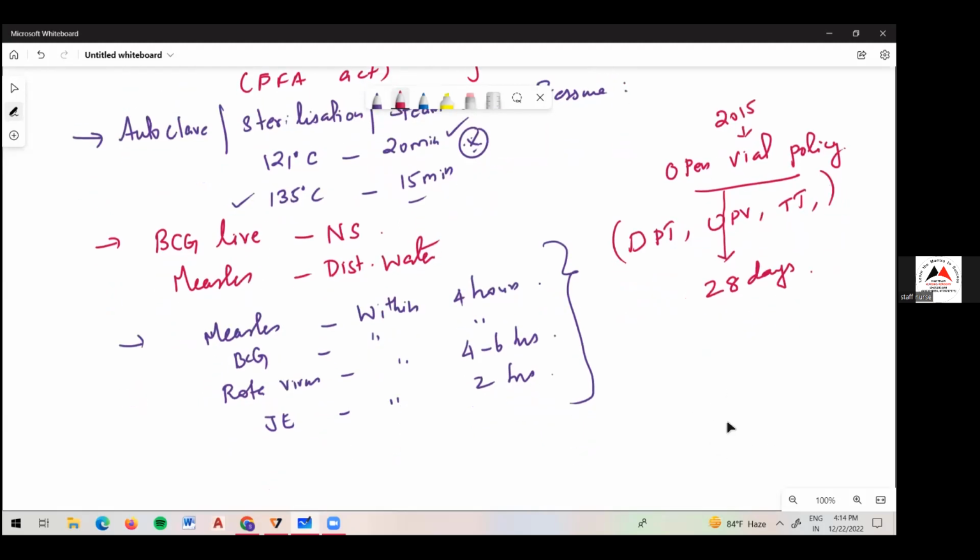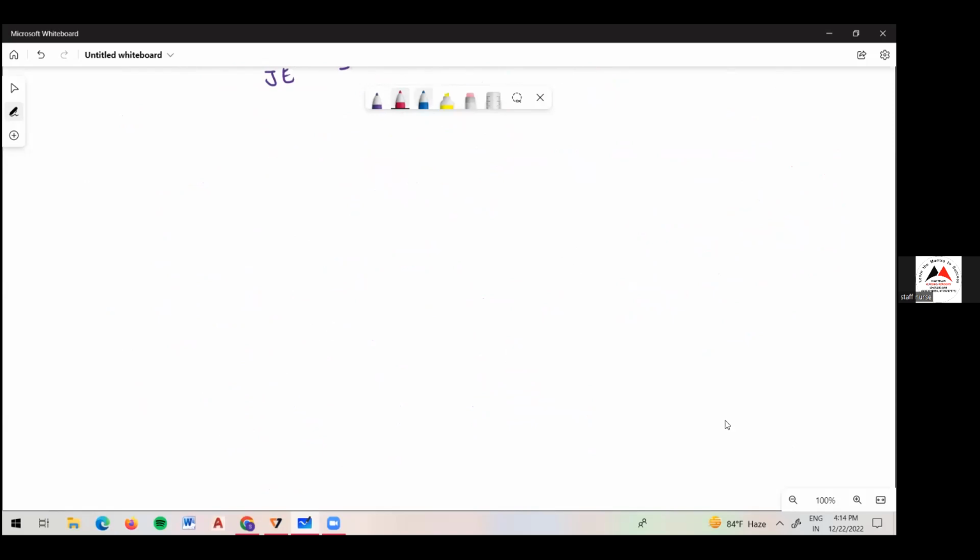So what are all the side effects of vaccines? Yesterday we had studied some vaccines. The side effects are different for different vaccines. First, the BCG vaccine's side effect is suppurative lymphadenitis, meaning pus formation.